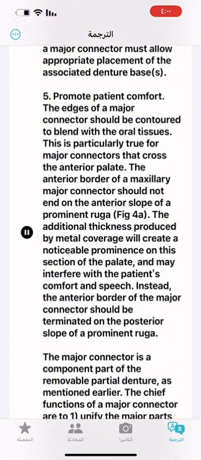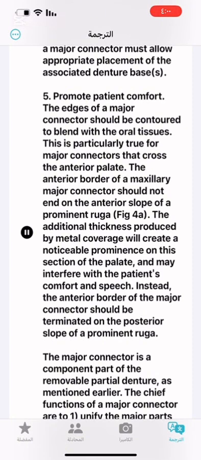2. Protect the associated soft tissues. The major connector must not permit impingement upon the free gingival margins of the remaining teeth. The marginal gingiva are highly vascular and susceptible to injury from sustained pressure.